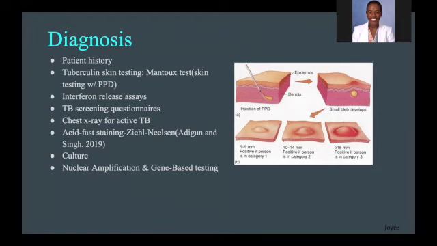A common traditional way of testing is the TB skin test. The results of the TB skin test would normally be followed by a chest X-ray to confirm the results, because the skin test is not that specific. It only indicates either exposure to TB or latent TB.